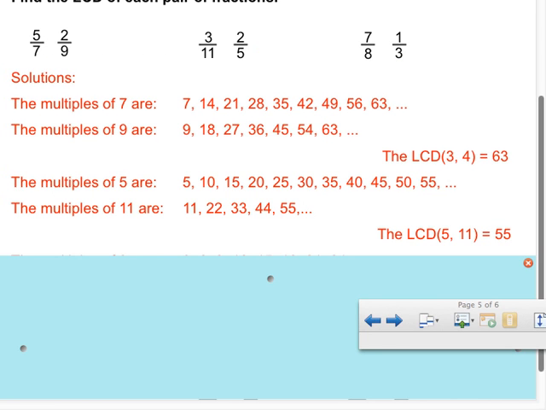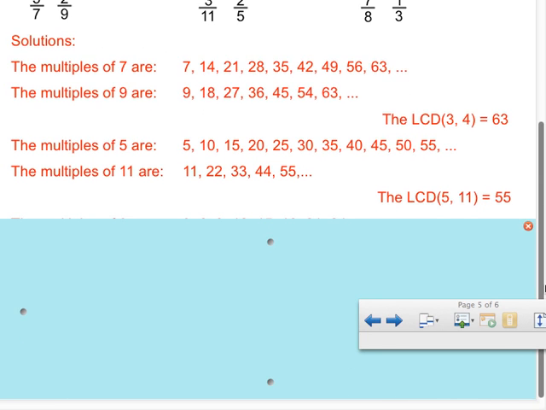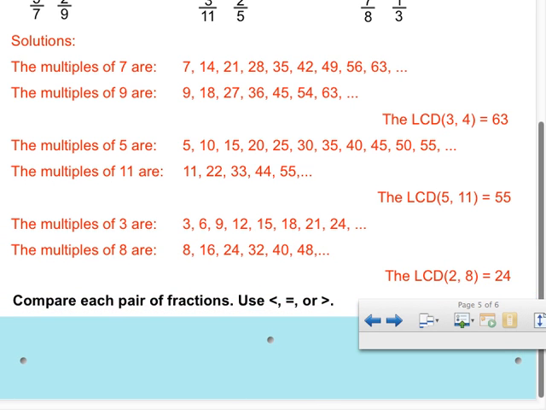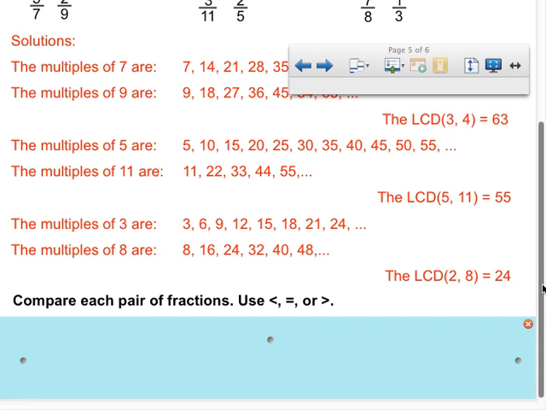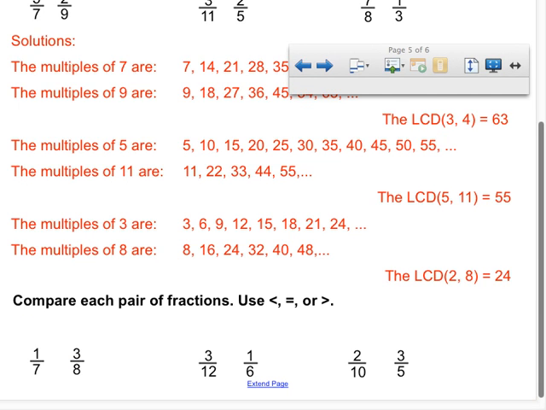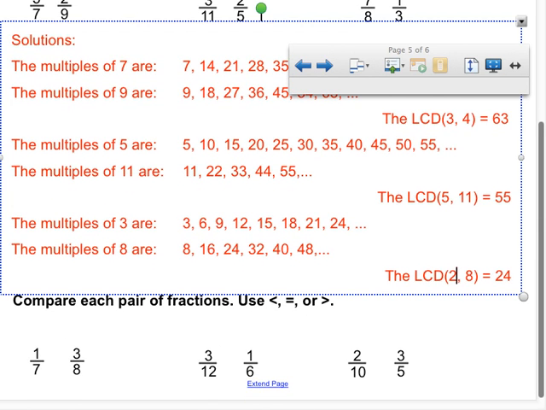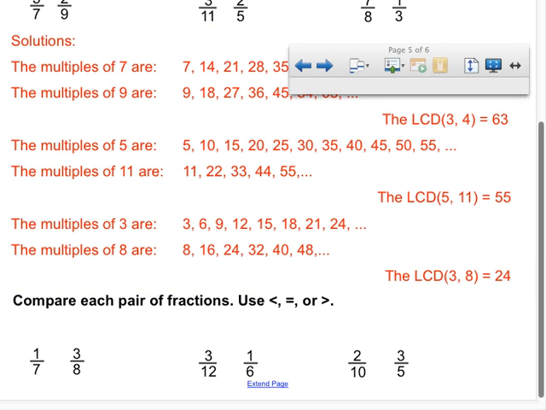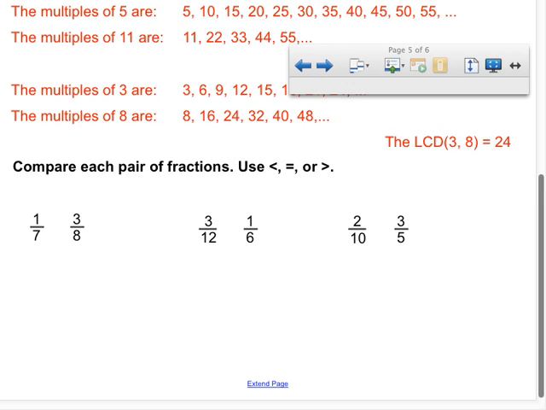Okay. I'm hearing some comments about the last one, 8 and 3. 24. Does it say 8 and 2? What should it say, 8 and 3? 8, 3. All right, there you go. All right, now let's go ahead and figure out which one's greater, which one's least.